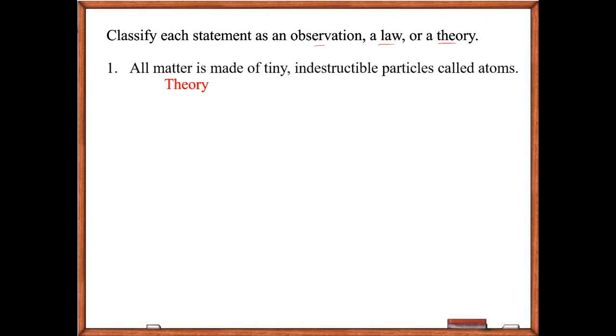Let's take a look at the answer. This is going to be a theory. Why? Because it's describing something in a reasonable way. It's coming up with an idea that can explain something bigger than that. It says that matter is made up of tiny indestructible particles called atoms. Why is that just a theory? We can put together all this information that supports it, but we can never say for sure. That's the best way I can explain it.